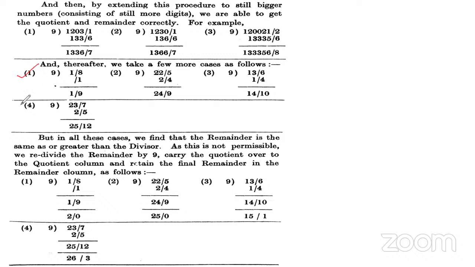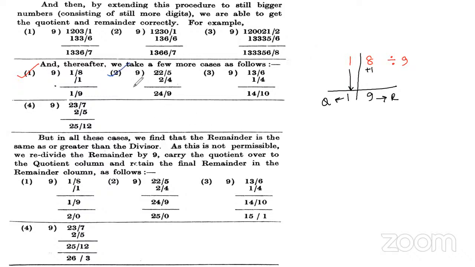Come to this example, 18 divided by 9. In this case, we divide into two parts and first we get the quotient as 1, and 1 is added to the 8, then we get 9. So we can directly say this is the remainder and this is the quotient. Okay, so far, but it is not correct. Why, I will tell you that.